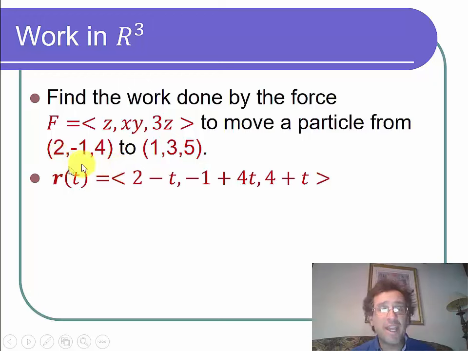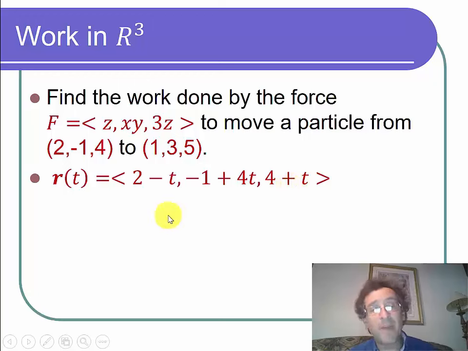We start with 2, negative 1, 4. Here's the 2. Here's the negative 1. Here's the 4. And then we compute the 3 slopes. 1 minus 2 is negative 1, so we have minus 1t. 3 minus negative 1 is 4, so we have plus 4t. And 5 minus 4 is 1, so we have plus 1t.